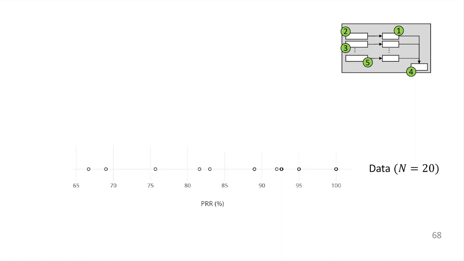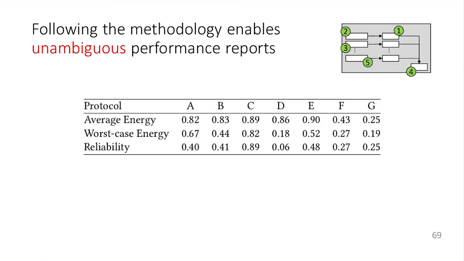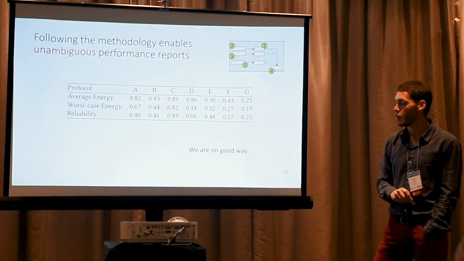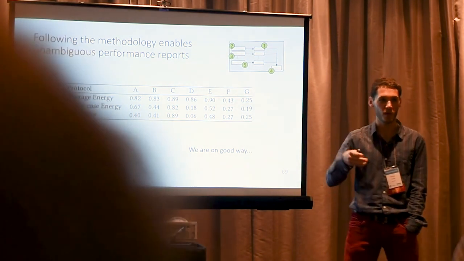You have your 20 data points, so 20 packet reception rates. We have here the 95% confidence interval on the median. And then you have your performance indicator that you explained how you want it computed, right? You take the pessimist bound. And the nice thing is that because we have strictly defined the methodology, we have an unambiguous performance report. And we can do that for one protocol, we can do that for arbitrarily many protocols and arbitrarily many dimensions. So we are progressing on the way towards repeatability.